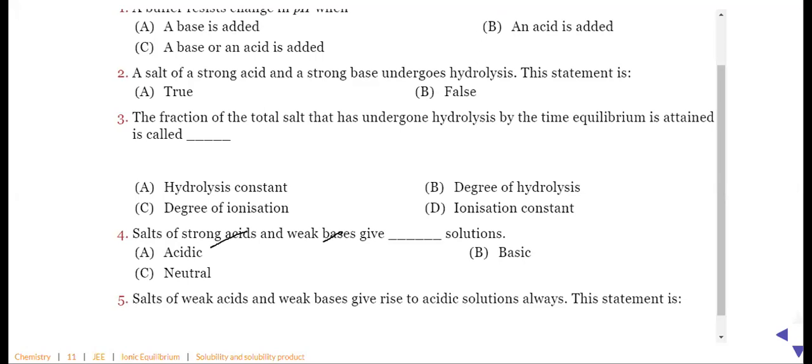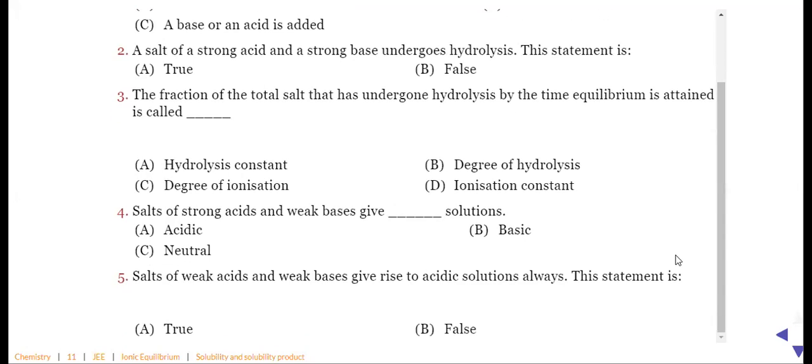Fifth one: salt of weak acid and weak base gives rise to an acidic solution always. This statement is true or false? Yes, very good. So most of you got the concept.